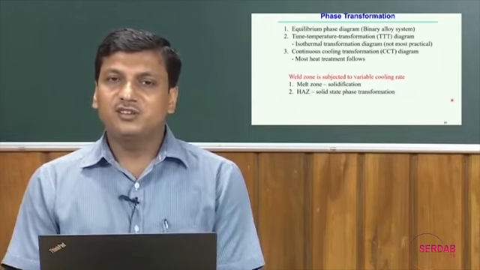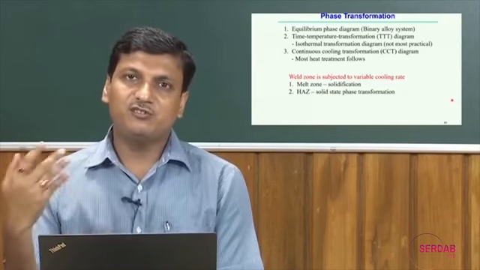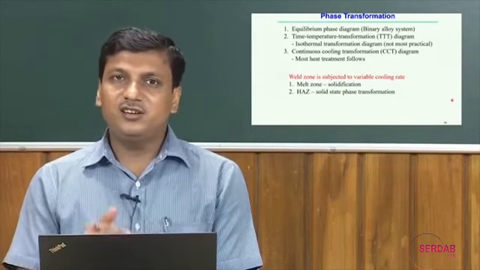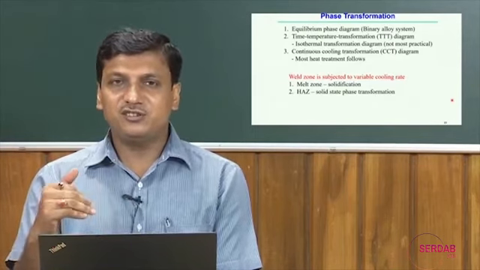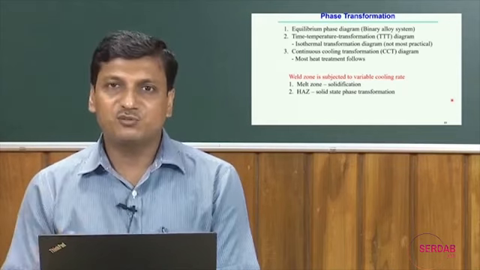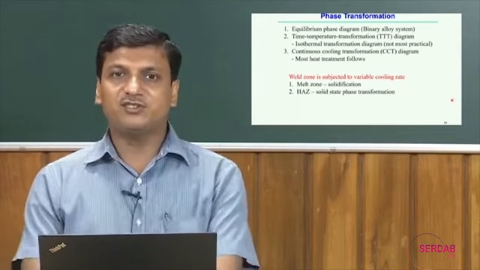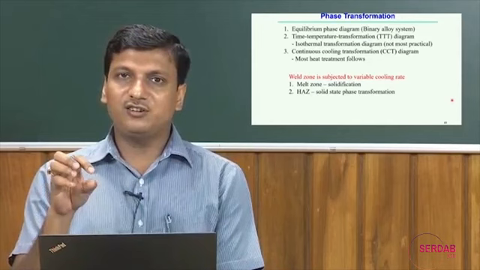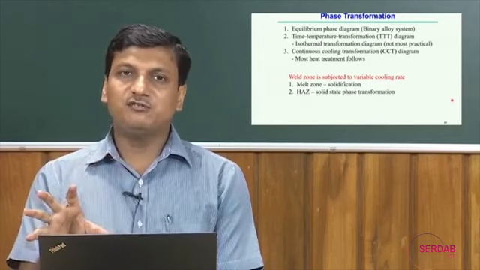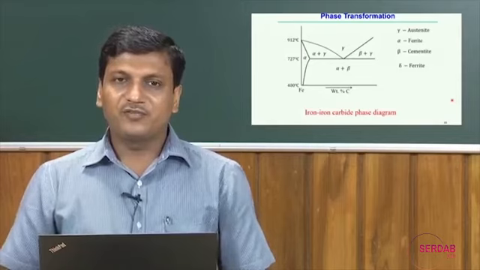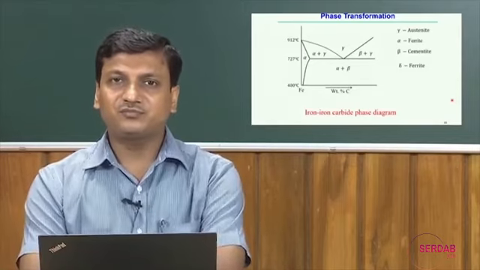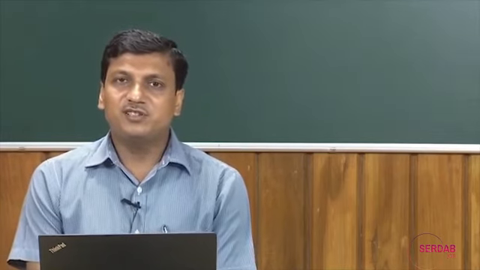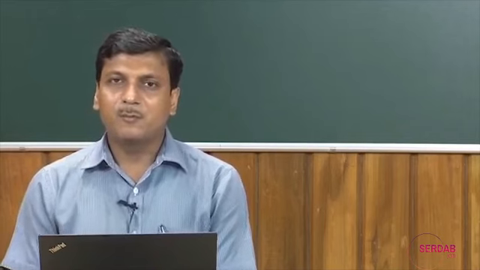Now, the melt zone, that means the molten weld pool, is basically subjected to solidification, the transformation from the liquid phase to the solid phase. But the heat affected zone is in the solid state, yet one phase to another phase transformation may happen. That means a solid state phase transformation happens in the heat affected zone. So, this is the typical overview of the phase transformation we observe in the welding process. Now, we represent the phase diagram because it is helpful for knowing the composition of the different phases that exist within the microstructure.